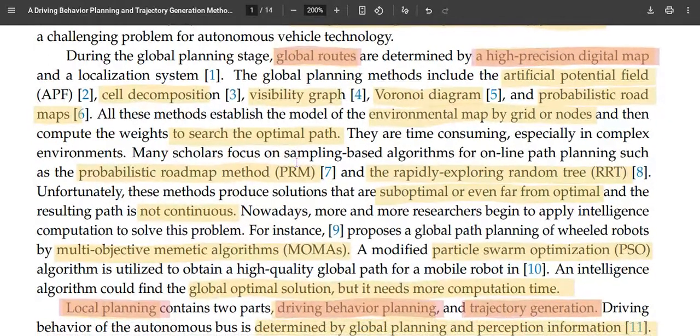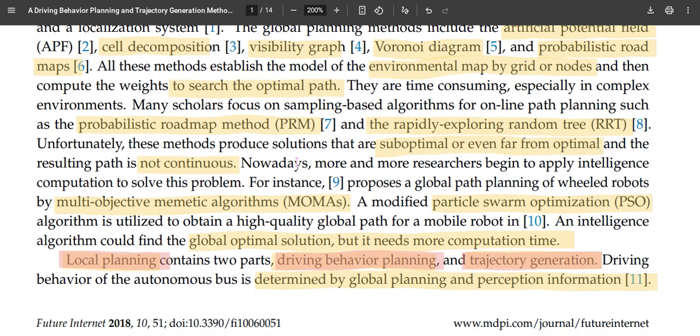What is common among these is that they build nodes with connected edges and a weighted graph, and from that they try to build an optimal path. There are other path planning algorithms which are a bit faster compared to the earlier ones, like the probabilistic roadmap method or RRT, the rapidly exploring random tree. But although these are computationally effective, they are suboptimal, or even very far from optimal, and give jerky and non-continuous paths.